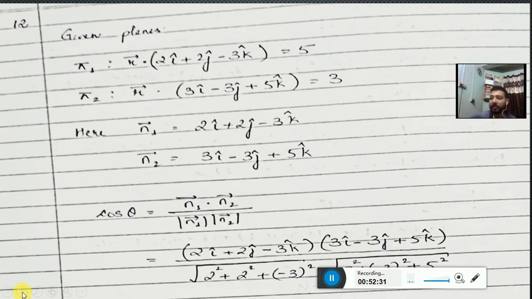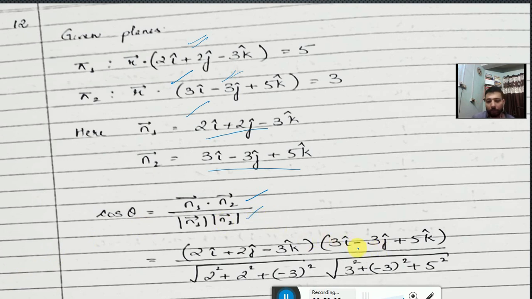Question number 12 says find the angle between the planes whose vector equations are this and this. Okay, so vector equations are given. If I need to find the angle between two planes, I just need to find the angle between their normals, which I have explained. So see, this is the normal for the first plane, this is the normal for the second plane. Just use this. I hope you remember this. You just substitute, you will get the answer.